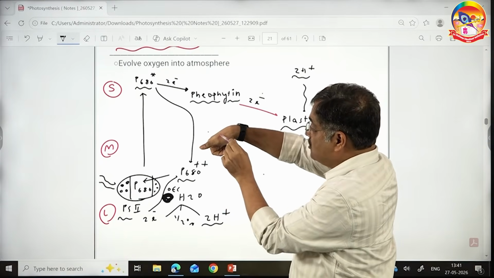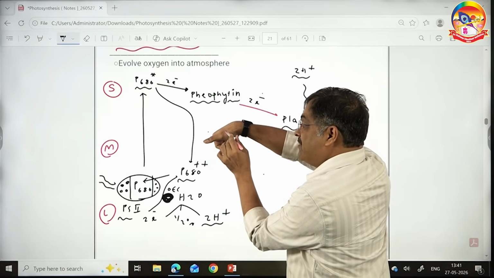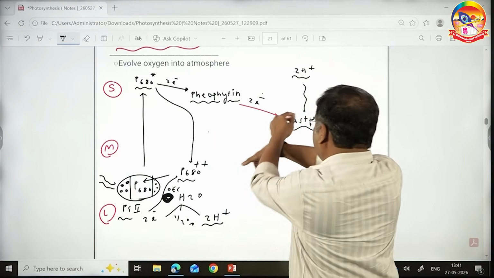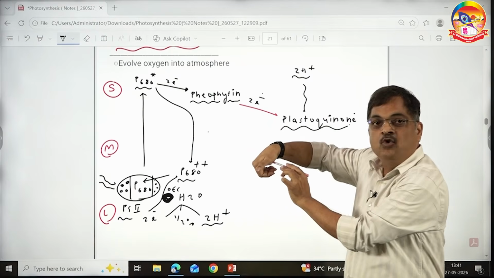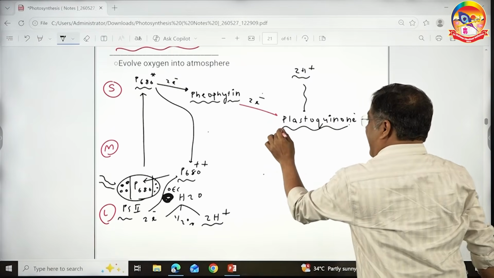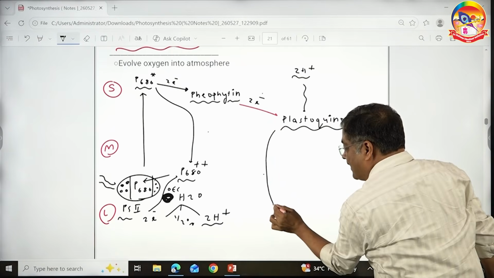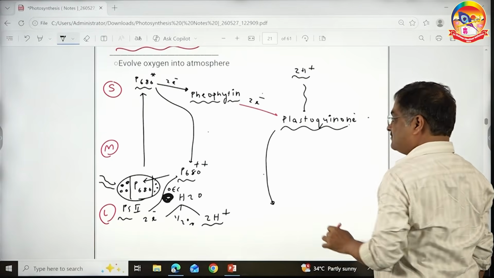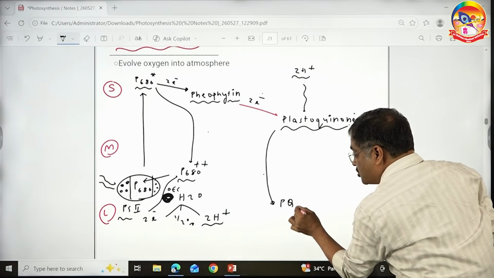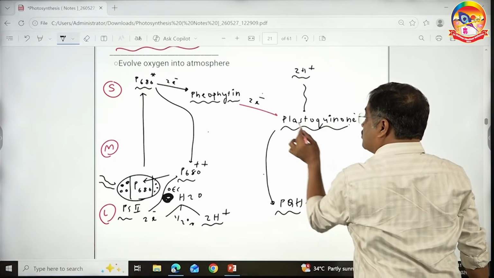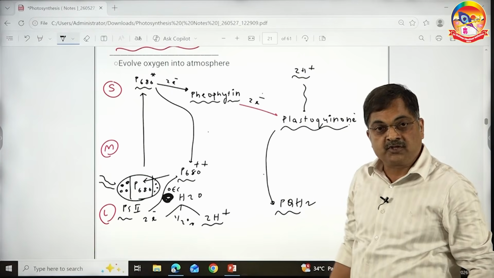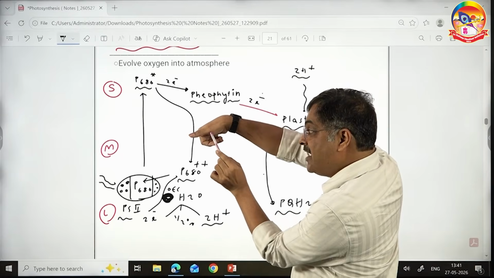Look here. This is the membrane. Okay. I move from that side. From the stroma side, I pick. This is from the stroma side. I move towards that side, towards the lumen side. Chalo, I'm going to move up to here. So this is PQH2, plastoquinol. Why H2? Because it's accepting two electrons and two protons, therefore PQH2. So I'm moving from here to here.